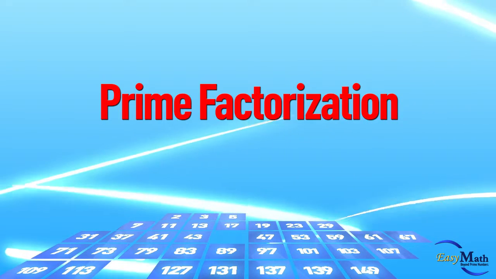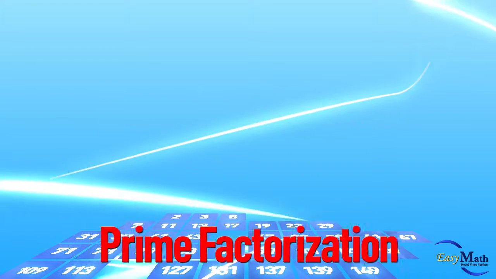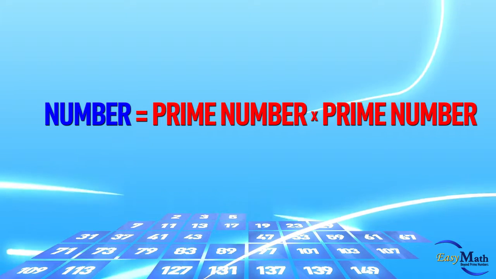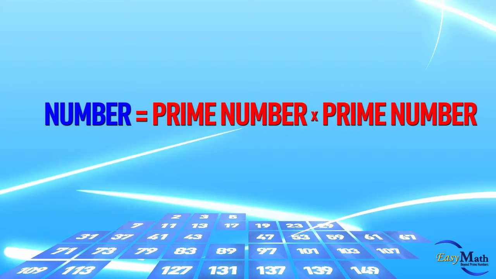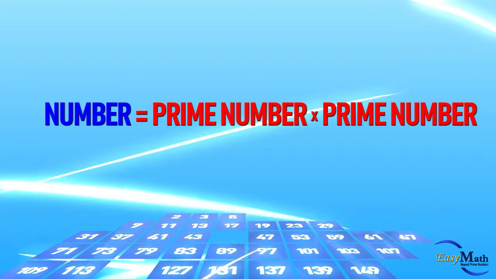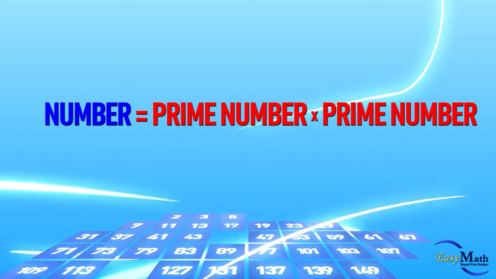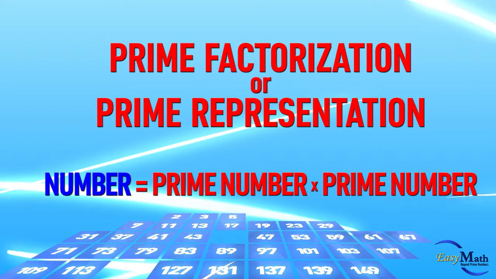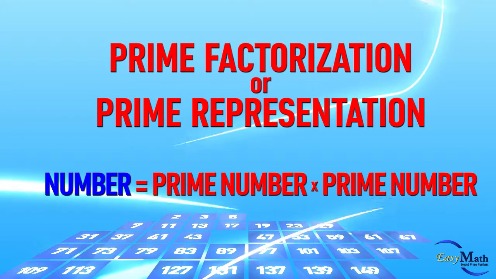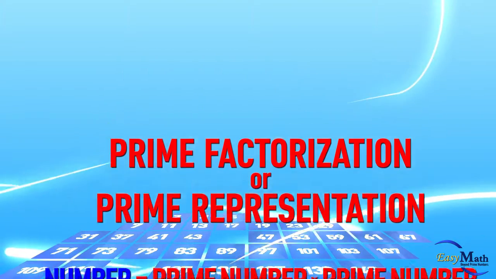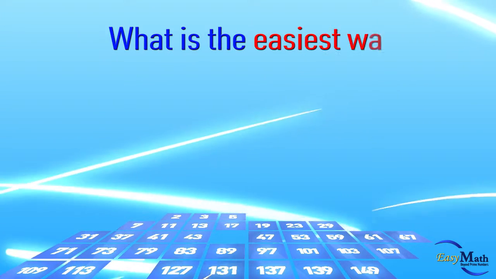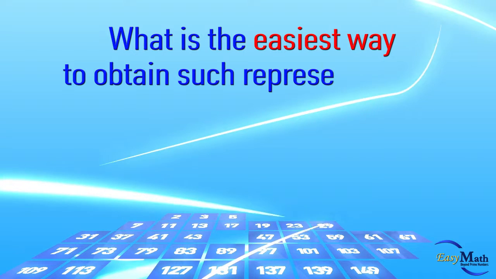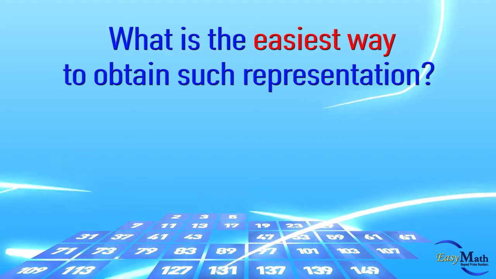Prime factorization. Any positive integer can be expressed as a product of prime numbers. The representation of a number as the product of prime numbers is called prime factorization or prime representation. The main question is, what is the easiest way to obtain such representation?